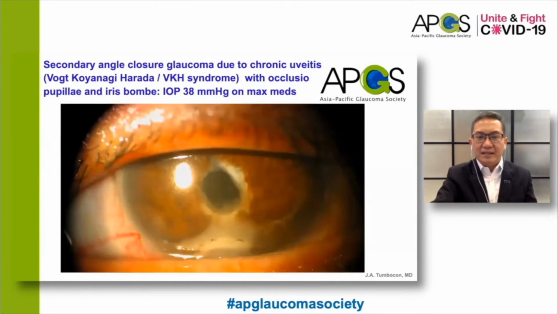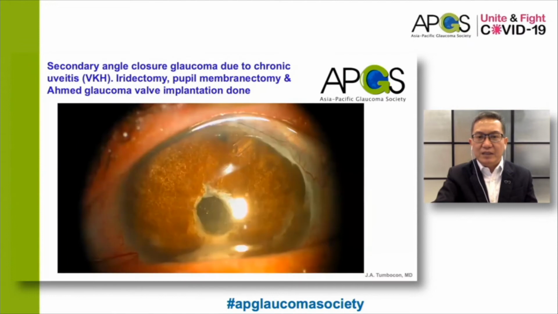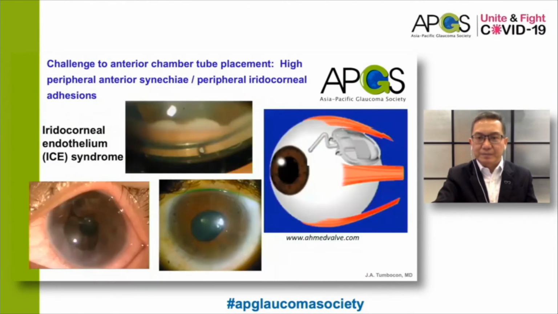This next case is a patient with iris bombé due to occlusio pupillae in a patient with VKH. In this patient, we did a laser iridotomy to flatten the iris bombé, but the IOP remained elevated because of the extensive peripheral anterior synechiae. We inserted a tube superotemporally, similar to the previous video.